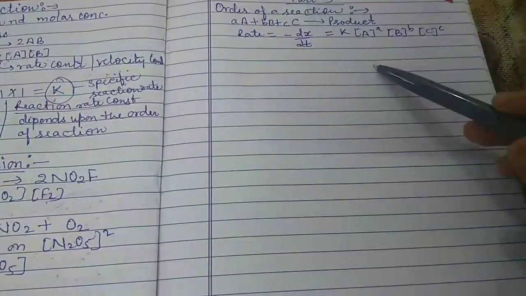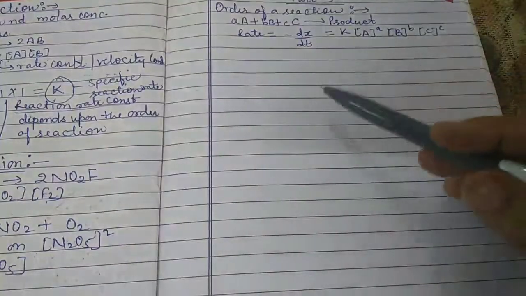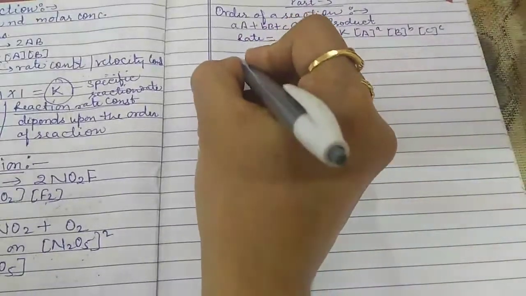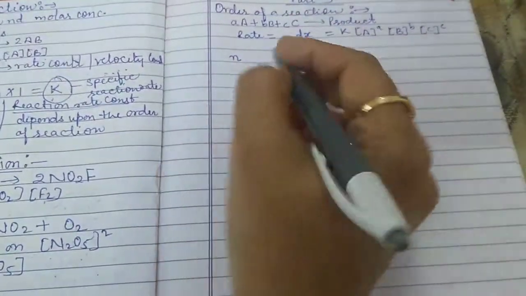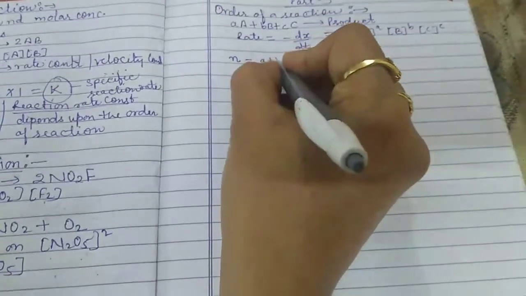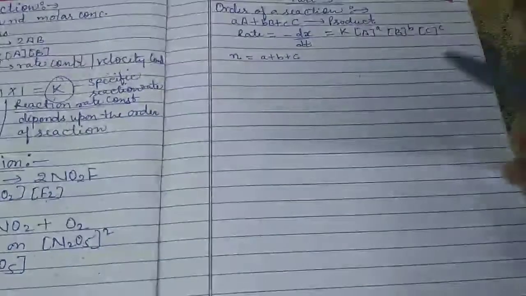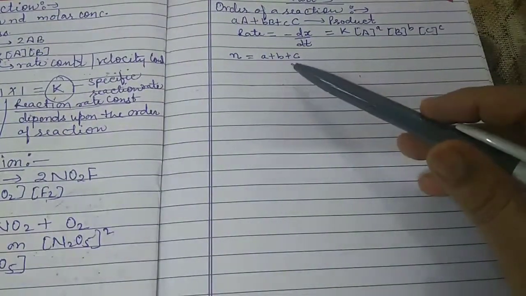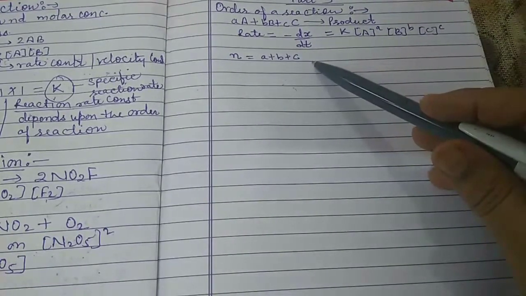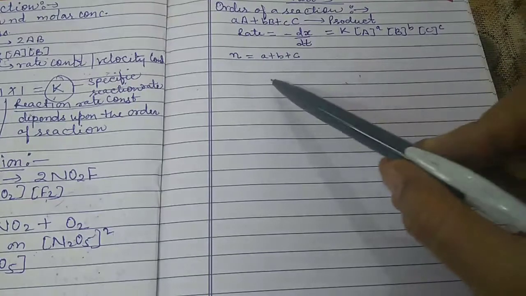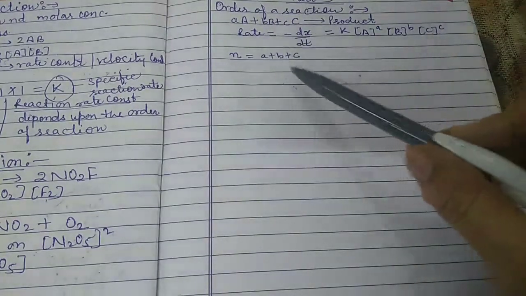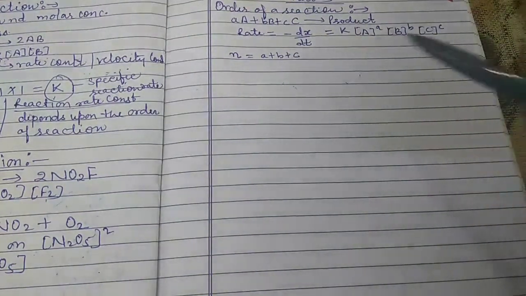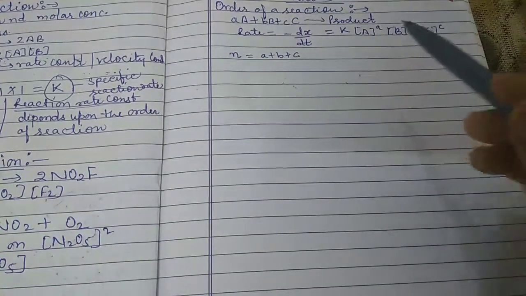Then the order of reaction, which is represented by n, is equal to a + b + c. This is the sum of the powers. It's called the order of reaction, where a, b, c are the orders with respect to the individual reactants A, B and C, and the overall order of reaction is the sum of these exponents, that is a + b + c.